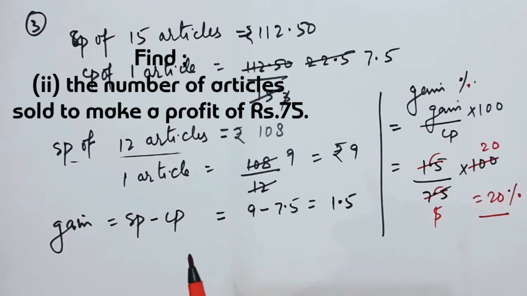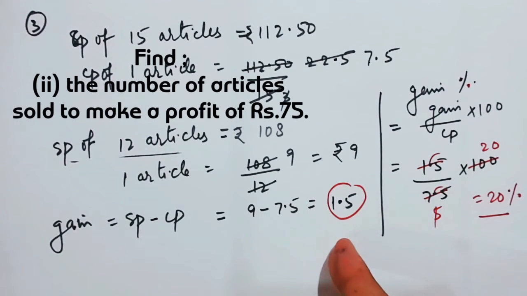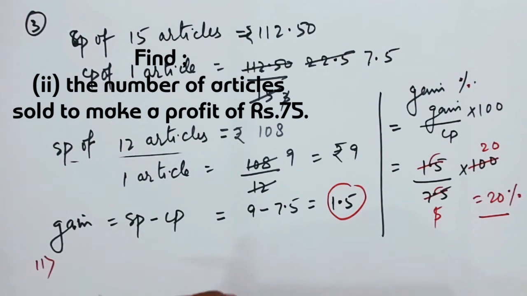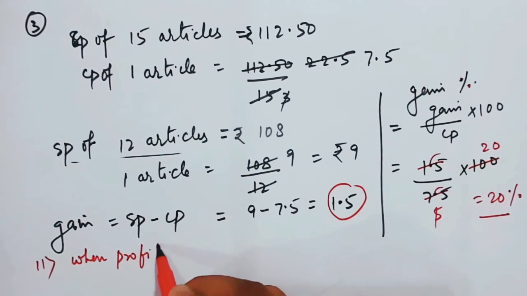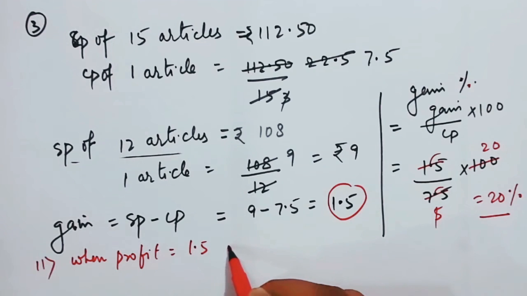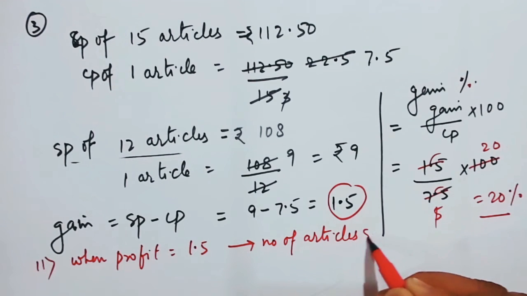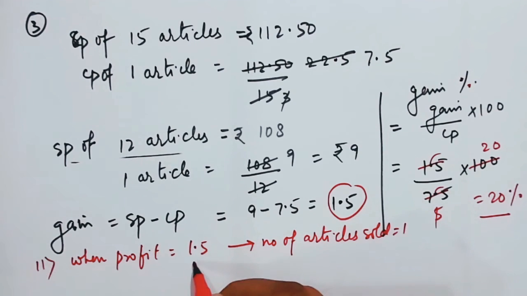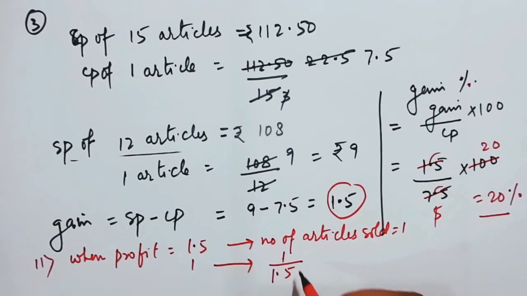The number of articles sold to make a profit of rupees 75. So you can see over here, when the profit was rupees 1.5, the number of articles sold was equal to 1. So when the profit will be 1, the number of articles sold will be 1 by 1.5.